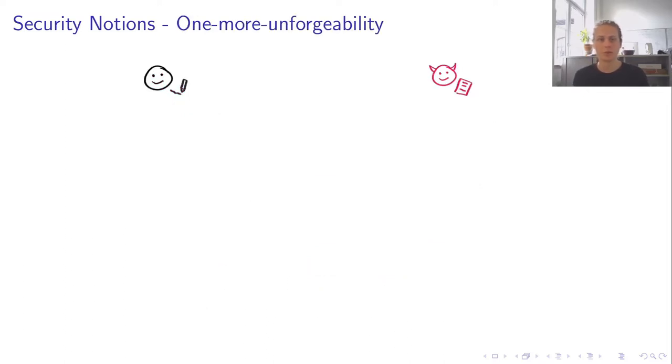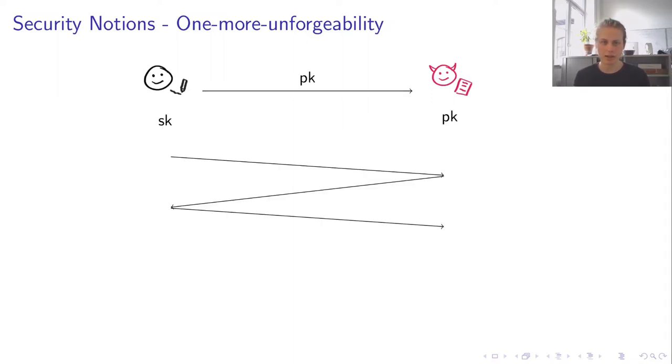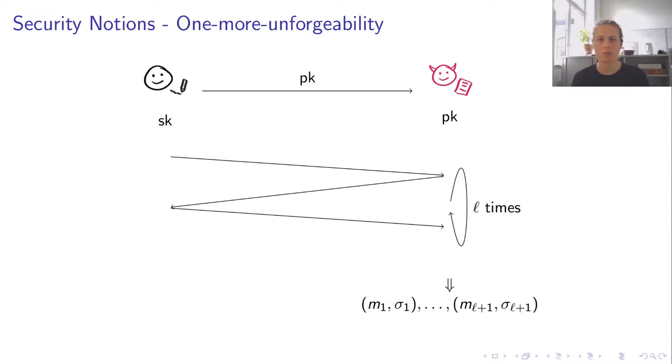The other property that we want is called one more unforgeability. One more unforgeability means the user is played by the adversary and he gets to see a public key. Then he gets to interact with the signer who is played by the challenger, and he can either do this sequentially, which means he has to close a signing session before opening the next one, or he can do it concurrently, which means he is allowed to interleave the signing sessions. After L such interactions, he is supposed to output a one more forgery. That means he is supposed to output L plus one message signature pairs that are valid with respect to the public key of the signer.